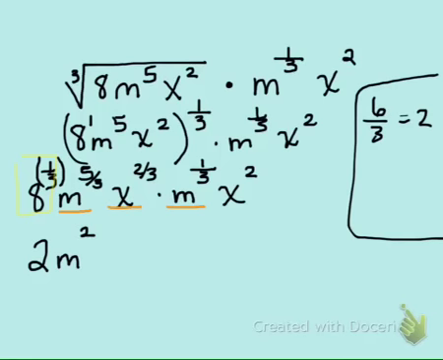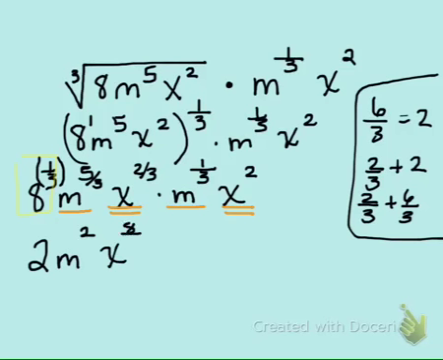Now let's do the x's. We have 2 over 3 plus 2. Okay? That becomes 2 over 3 plus 6 over 3, which is 8 over 3. So that would be one simplified way to write this expression.